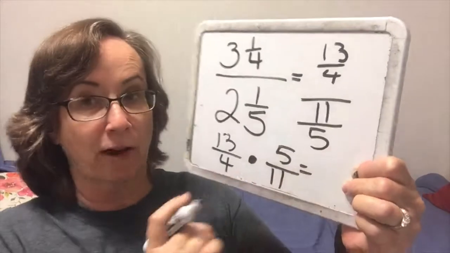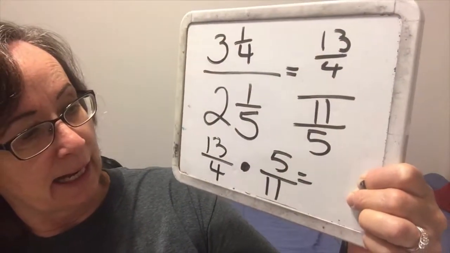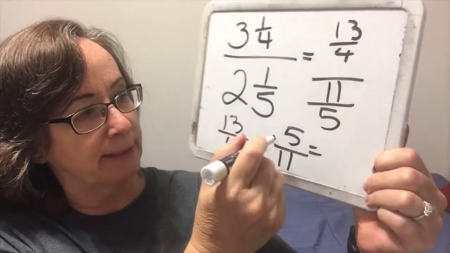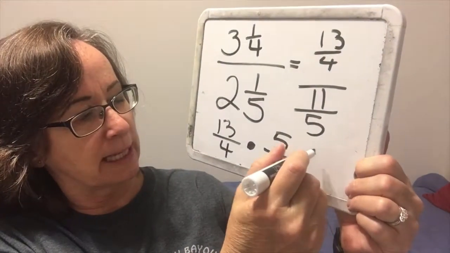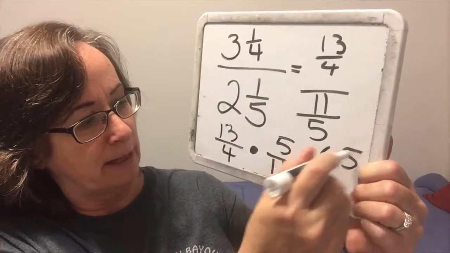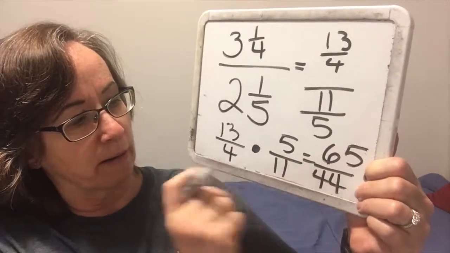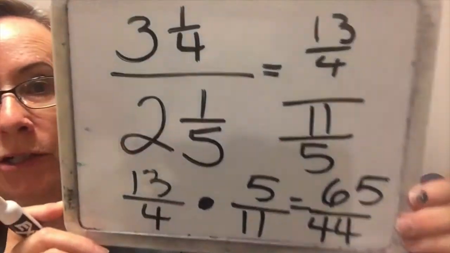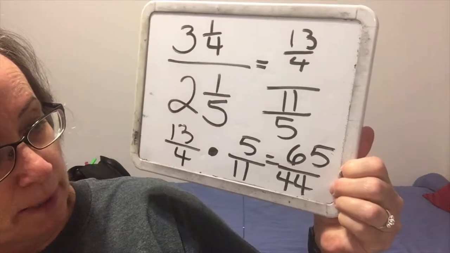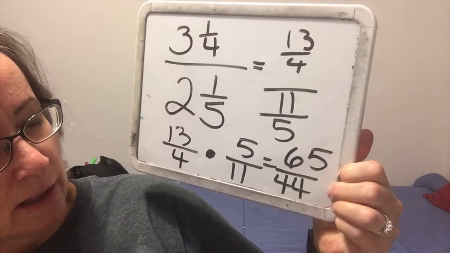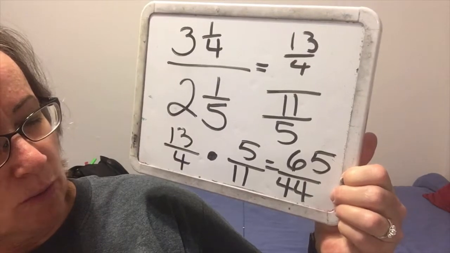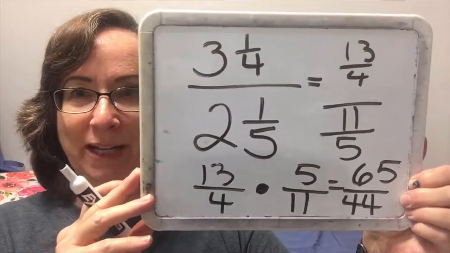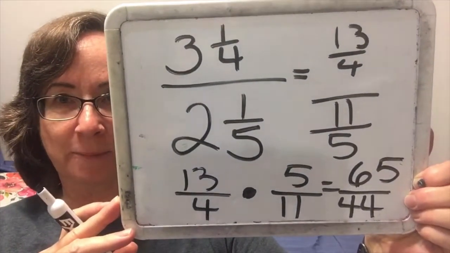So I flip the second fraction over and I look. And I can see nothing that's going to go into anything, so we're going to have 5 times 13 is 65 over 44. 65 over 44 is improper, but that's okay. If you wanted to turn it into a mixed number, it would be 1 and 21 over 44. 1 and 21 over 44 for the mixed number.